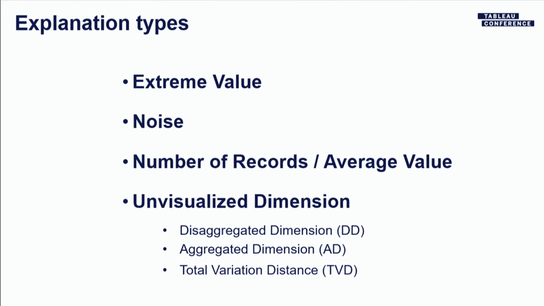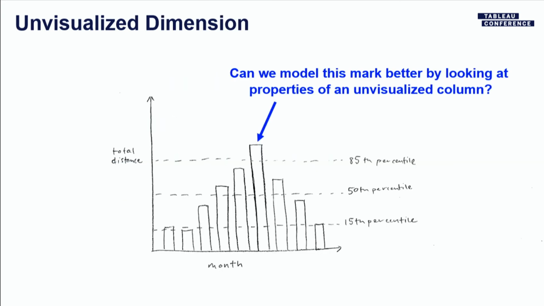So the final explanation type is unvisualized dimension. There are three subtypes of unvisualized dimensions that I'm going to talk about. There's also another explanation type that's new in 19.4 called unvisualized measures. I'm not going to talk about those today, but you can think of them as similar to unvisualized dimensions, but for measures. So what we're doing for all of the unvisualized dimension explanations is asking, can we model this mark better by looking at properties of an unvisualized column?